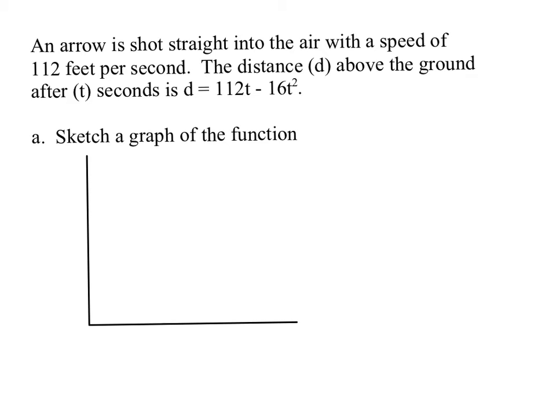So when you're given an equation such as this, notice that 16t squared, you can look at what the numbers in this mean. It says an arrow shot straight in the air with a speed of 112. So that's our initial velocity, 112. The distance above the ground. Notice there's no c value. That's because it started at 0. Right? So the arrow is shot in the air, and it comes back down. Do negative b over 2a, you can find the vertex at this point.